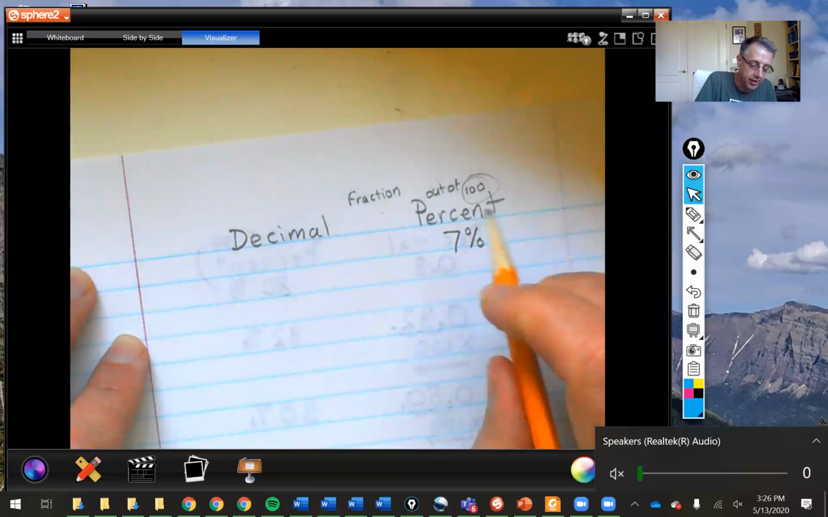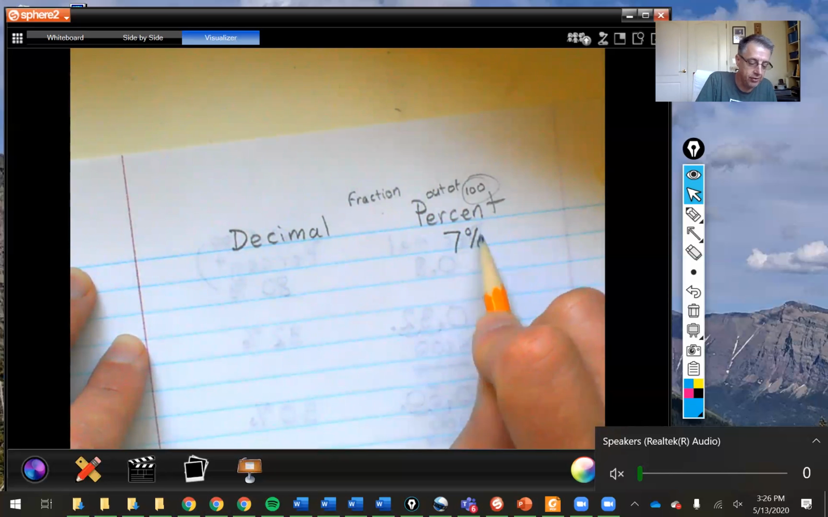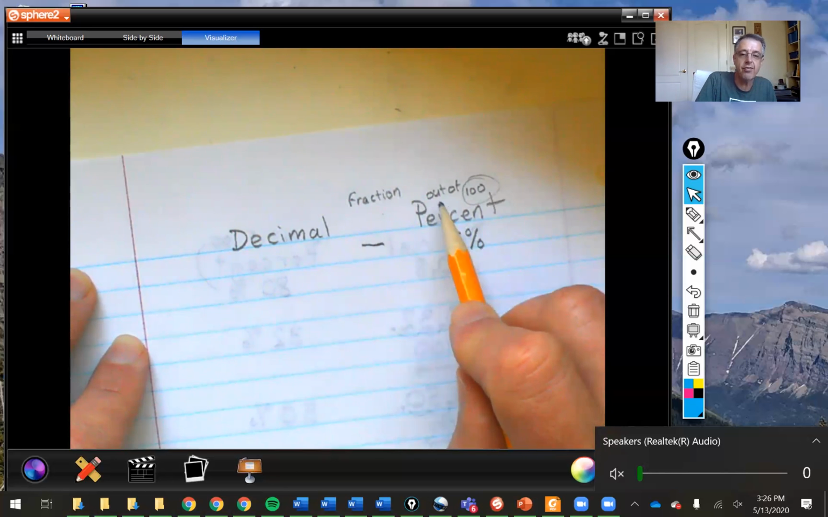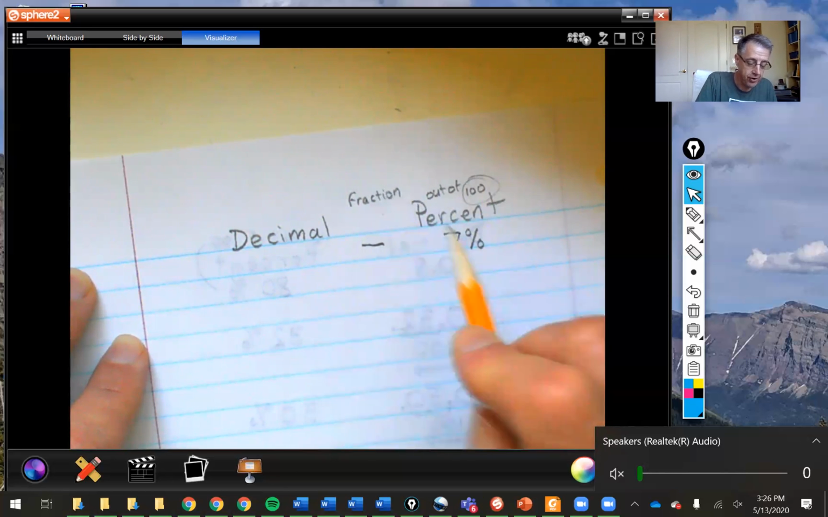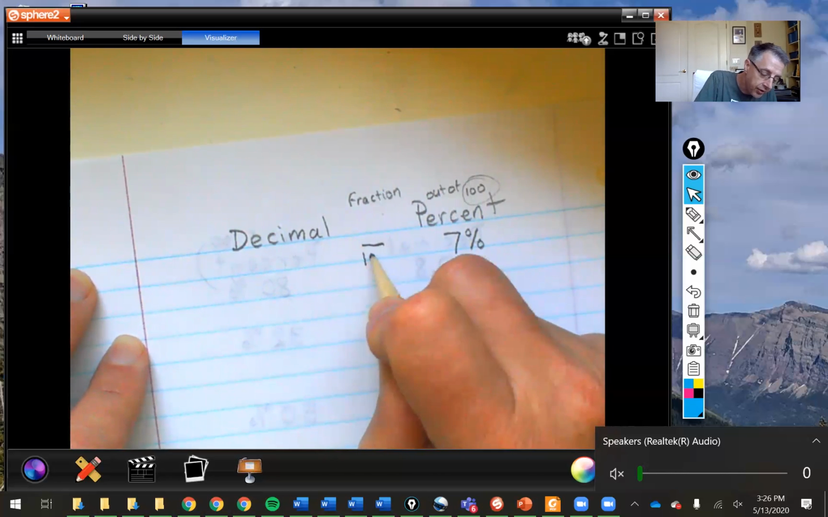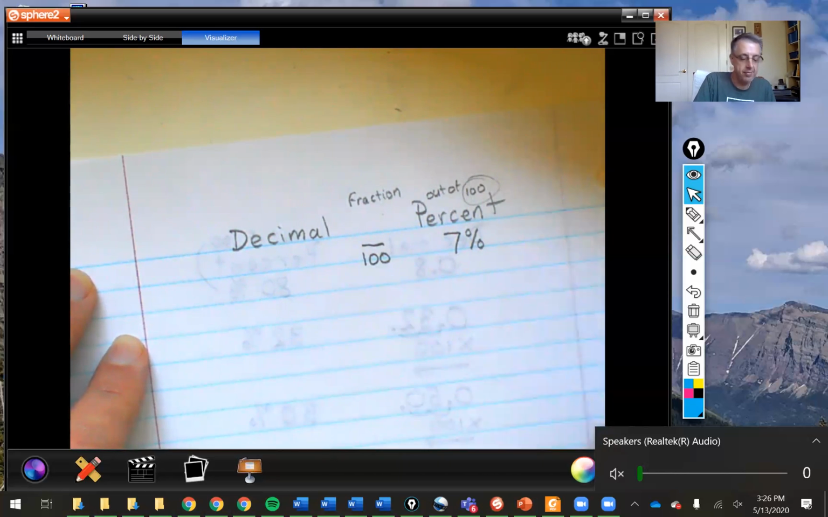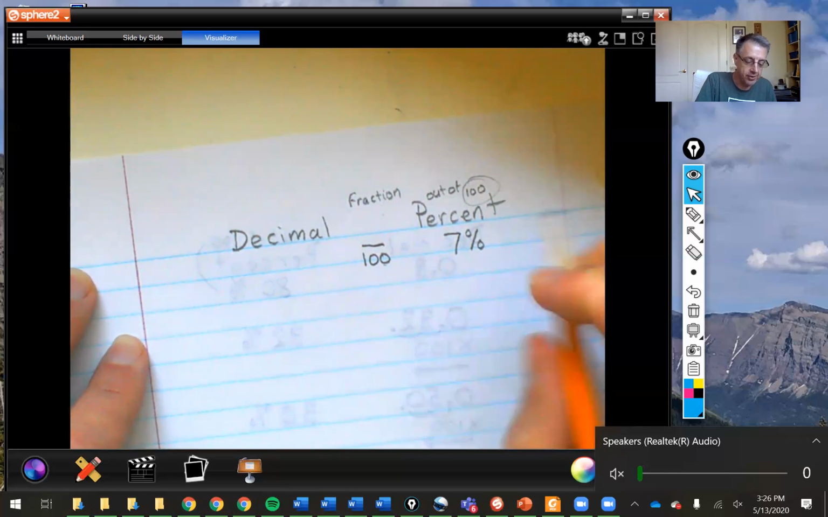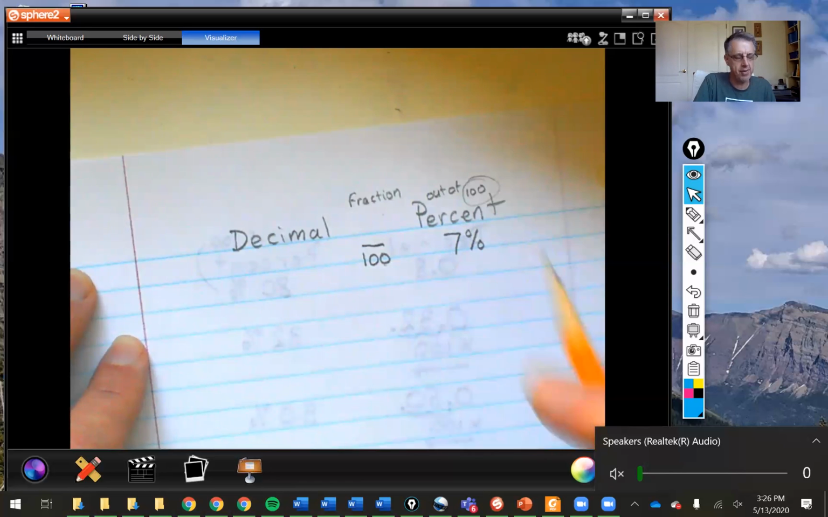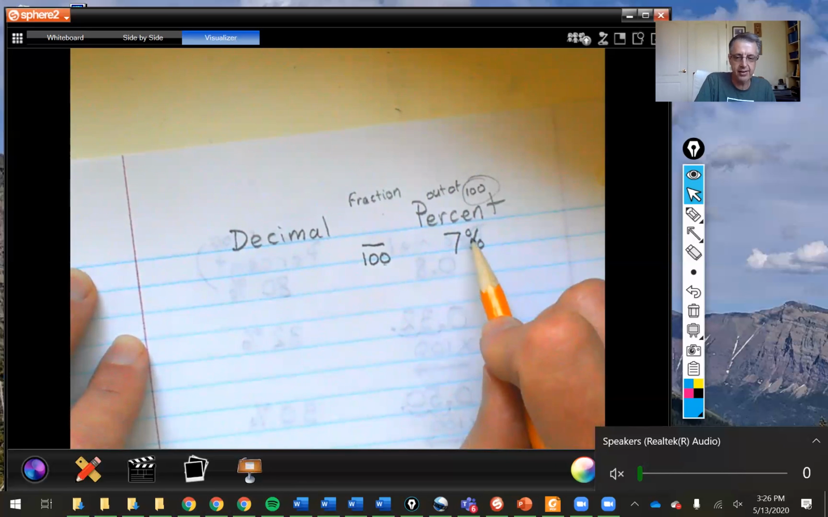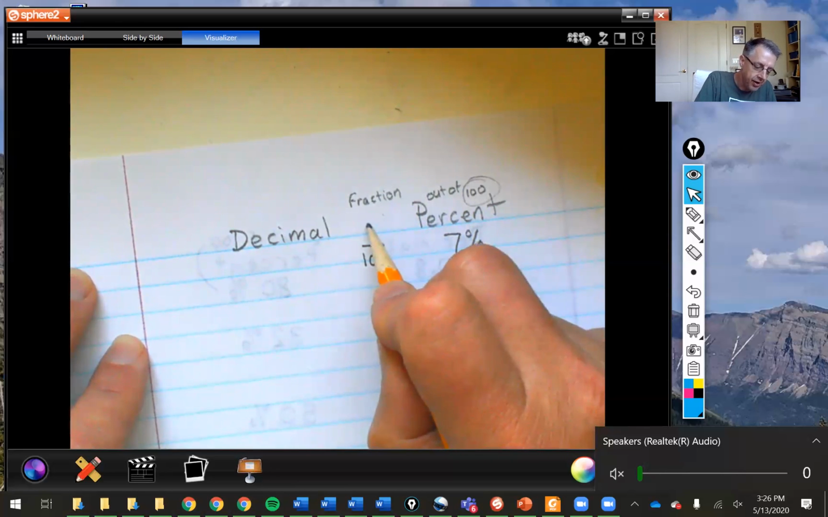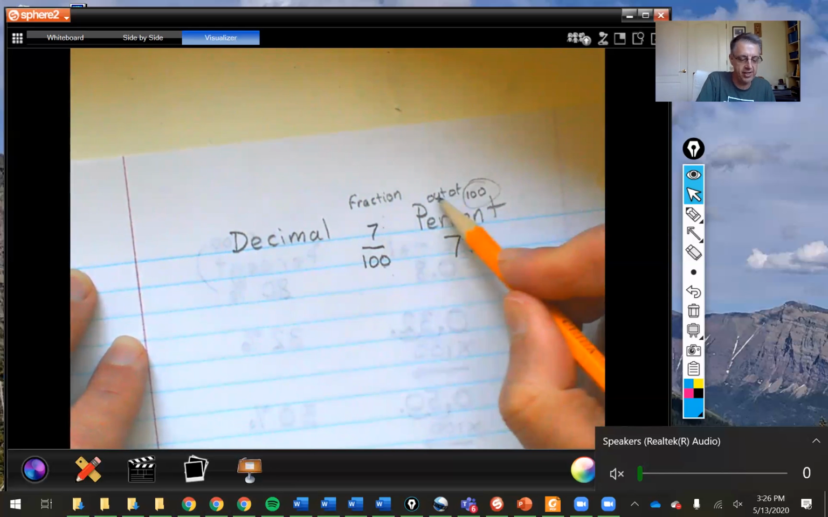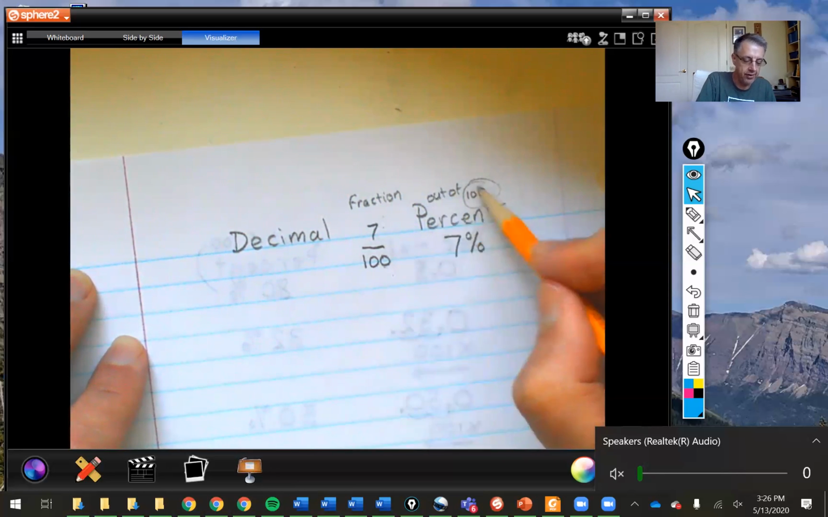Let me show you. The first thing I do to turn this percent into a fraction is I'm going to put a fraction bar. And remember, percents are out of 100. This fraction is going to show out of 100 also. I'm putting the denominator as 100 at the bottom of my fraction bar. The next thing I do is I take my 7, and that becomes my numerator. I don't take the percent sign along with me. So now my 7% becomes 7 out of 100, which is actually what a percent is right here. 7 out of 100, or 7%.